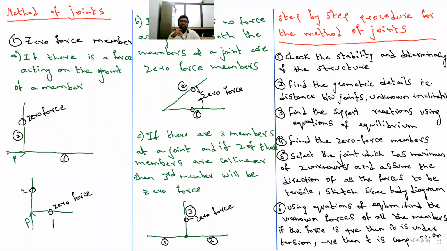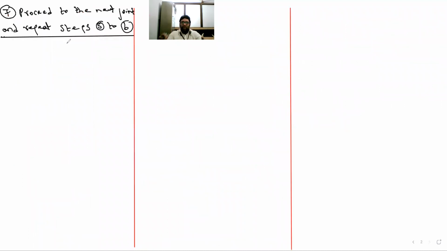If the force is positive, our assumption of tension is correct. If the force is negative, then our assumption is wrong and the member is considered to be in compression. And the last step is to move to the next joint and solve. Now let us directly move on to solving a problem so that you will understand it in a better way. We'll solve one problem now.